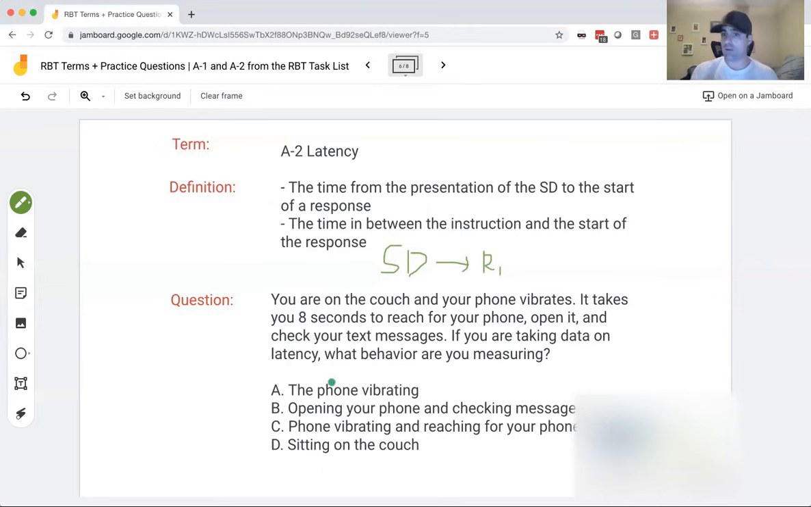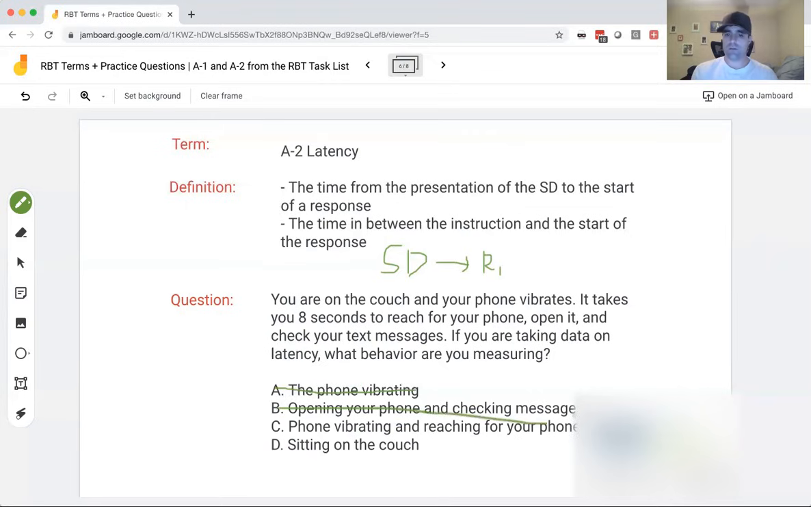Okay, so you're looking at two different things, right? The phone vibrating is only one response. So we're not measuring latency on the phone vibrating. B, opening your phone and checking messages. Well, let's look at the measurement here. Your phone vibrates. It takes you 8 seconds to reach for your phone. We don't have a time on opening it and checking your messages, okay? So that's not what we're measuring here.